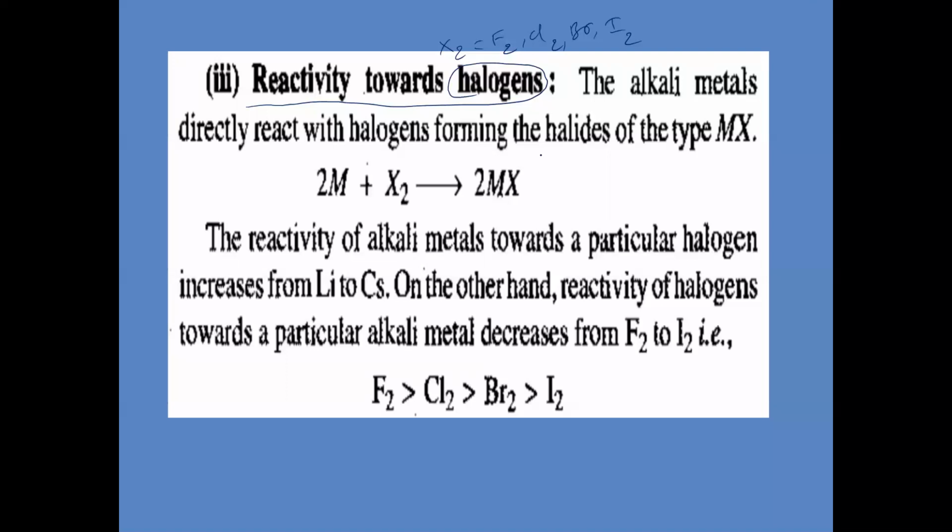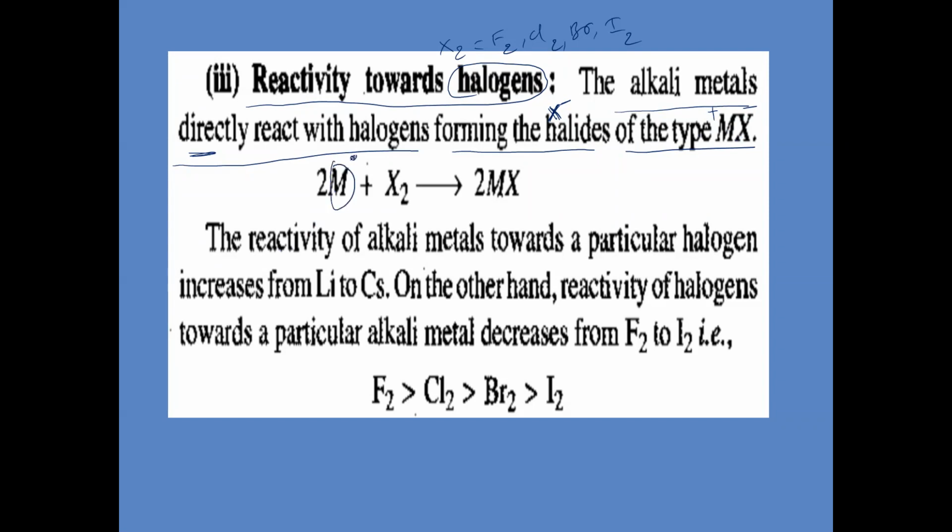Now see, the alkali metals directly react with halogens, forming halides. Directly reacting means without any external heating, directly they will be converted into halides. A halide ion is X minus, like chloride ion is Cl minus. So halides will be produced here of the type MX. MX means M plus and X minus. X minus ion is called halide. M plus ion is the alkali metal cation.